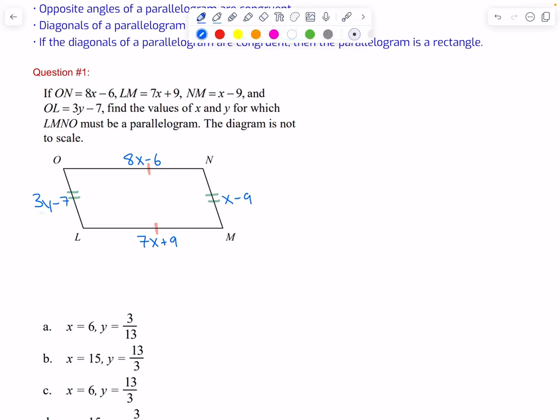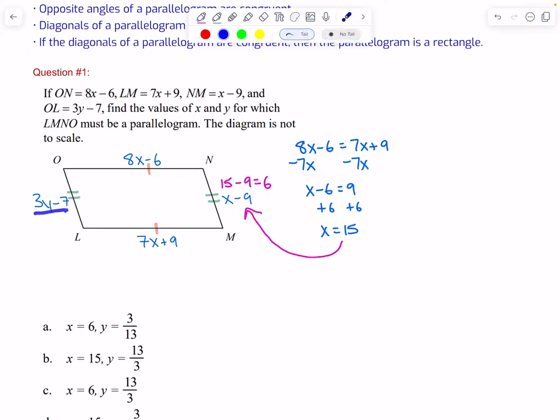So let's get started by setting 8X minus 6 equals 7X plus 9 and solve for X. So let's move the one with the smaller coefficient first. So let's subtract 7X and we get X minus 6 is equal to 9. Then we can add 6 to both sides, so we get X equals 15. So then we want to take that 15 and plug it back in right here into NM. So 15 is our X value. Minus 9 would leave us with 6. So therefore, NM is equal to 6, and that helps because now we can set those two sides equal.